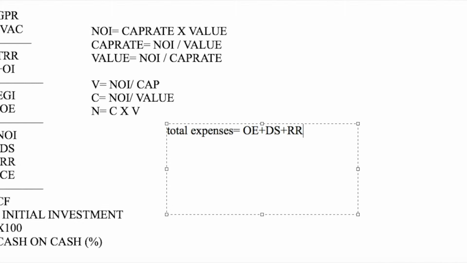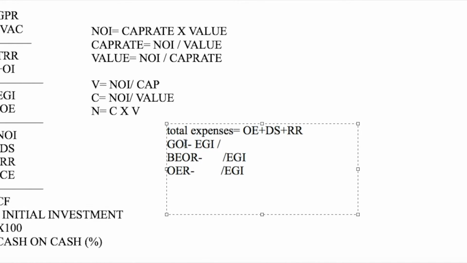So you need that one, and then you'll also need to calculate your GOI, which is your gross operating income. You'll need to calculate your BEOR, which is your break-even occupancy ratio, and your operating expense ratio. I'm sorry, for the first one, I think I said other expense. I meant operating expenses plus debt services plus replacement reserve. Both your break-even occupancy ratio and your operating expense ratio are divided by EGI, so just remember that. And then your GOI is EGI divided by OI.